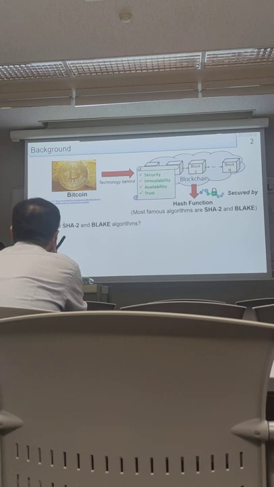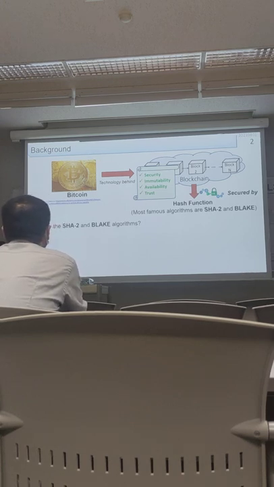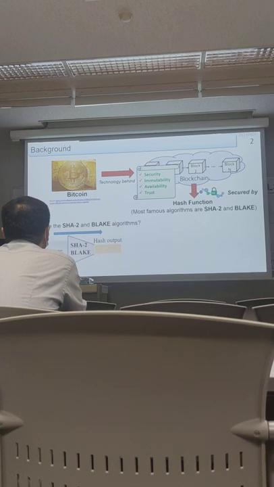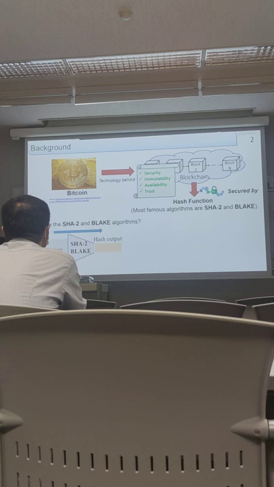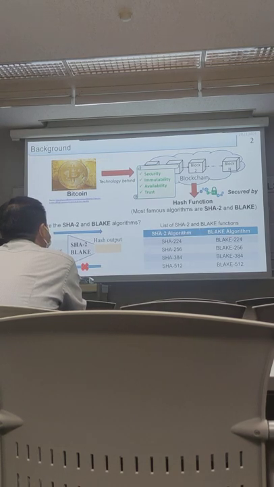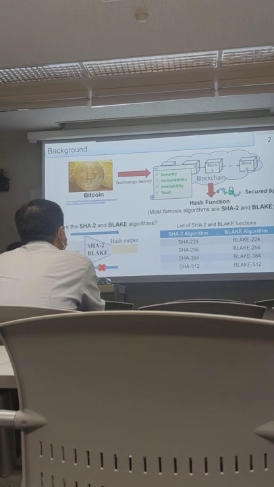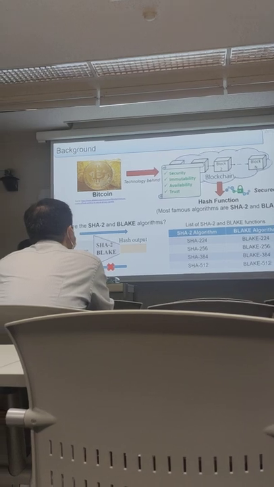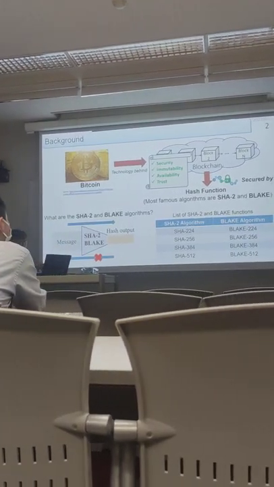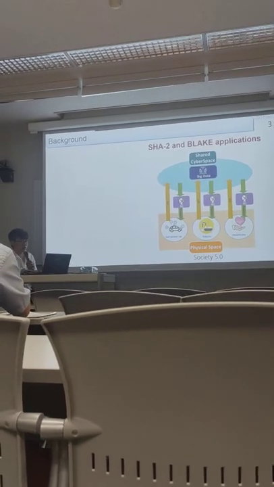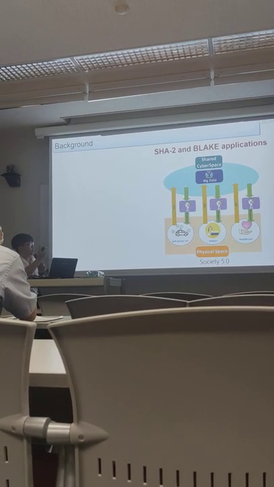Let me explain a little bit about the SHA-2 and Planck algorithms. SHA-2 and Planck algorithms are one-way compression functions that map an input to a hash output, and this mapping cannot be reverted. This is the list of SHA-2 and Planck functions. The SHA-2 algorithm has several sub-functions like SHA-224, SHA-256, SHA-384, SHA-512, and similarly for the Planck algorithm. Next, let me show you the SHA-2 and Planck applications.